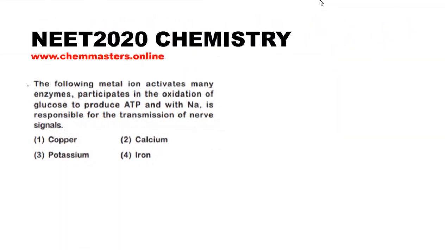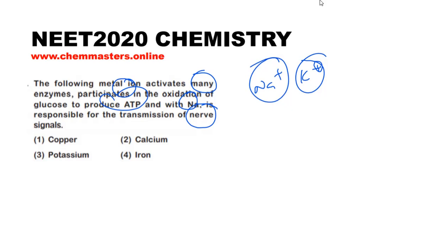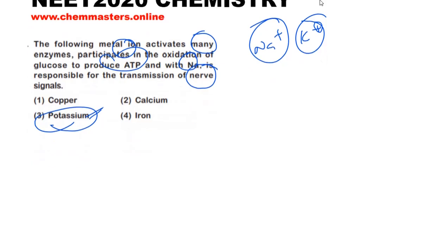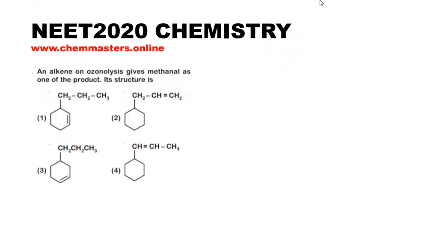So the following metal ion activates many enzymes, participates in the oxidation of glucose to produce ATP, and with Na is responsible for the transmission of nerve signals. Simply, sodium Na+ and potassium K+ are very important in nerve signaling. So simply potassium is the correct answer. No need for further explanation. Now just look at the next question.